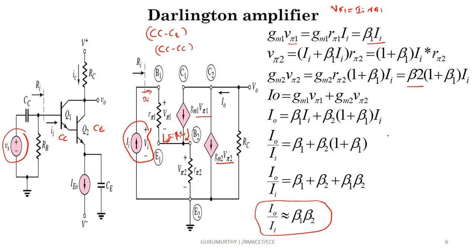So what it conveys is, suppose beta 1 is 10 and beta 2 is 100. If you calculate the current gain, it becomes 10 into 100, which is 1000. So that is the speciality of this configuration, where current gain is improved in the case of Darlington pair. That's why you go for Darlington pair.